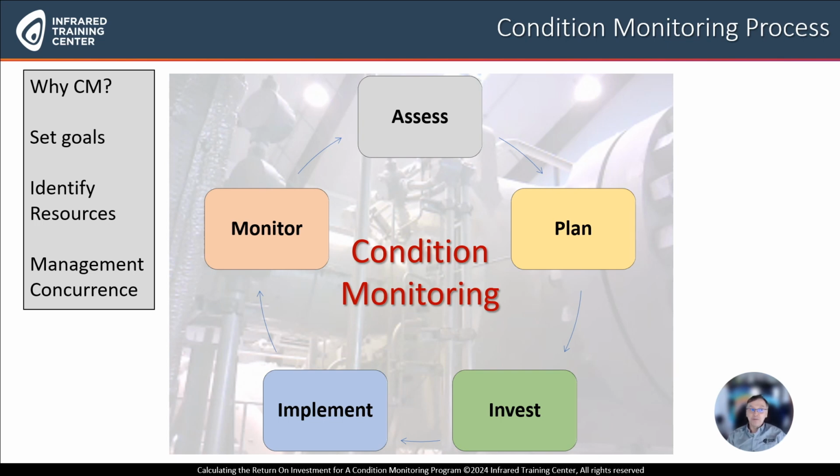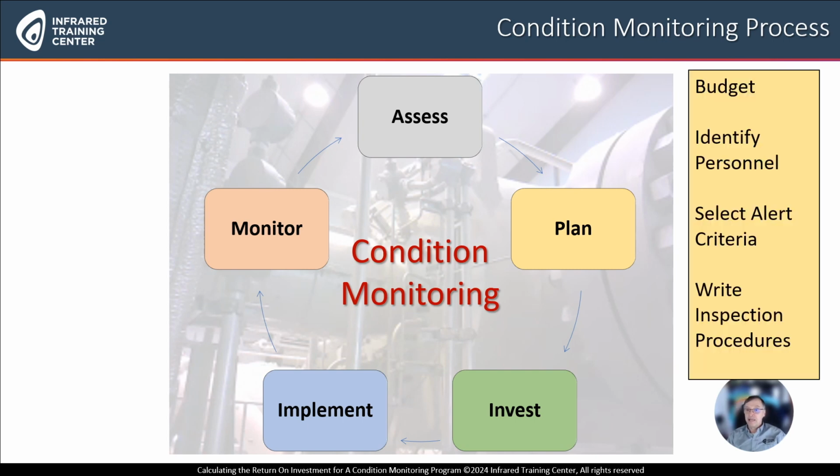So once we've done the assessment, we want to do the planning. During the planning stage, this is where we would establish a budget, identify personnel that are going to be monitoring the program, managing the program, doing the inspections and reporting. There's a whole bunch of folks that are involved in this. And then we want to select alert criteria.